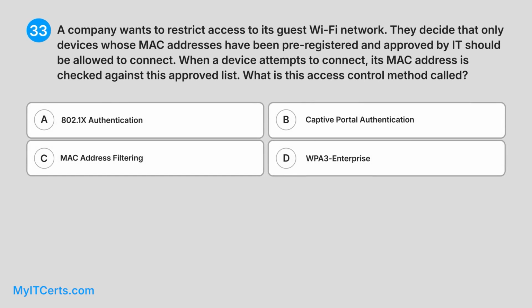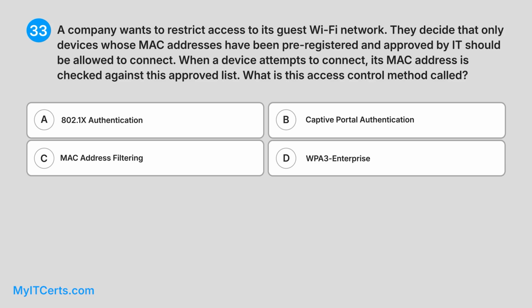33. A company wants to restrict access to its guest Wi-Fi network. They decide that only devices whose MAC addresses have been pre-registered and approved by IT should be allowed to connect. When a device attempts to connect, its MAC address is checked against this approved list. What is this access control method called?